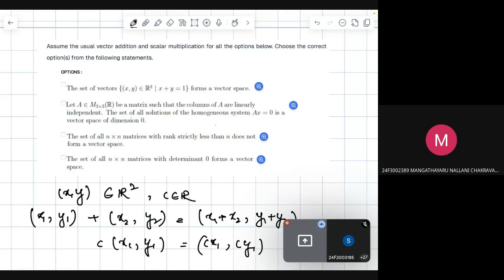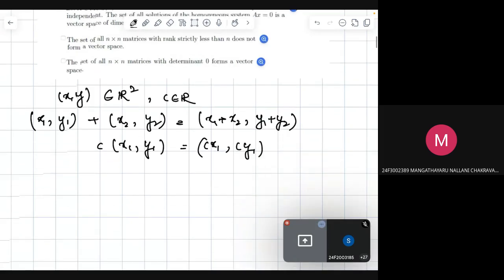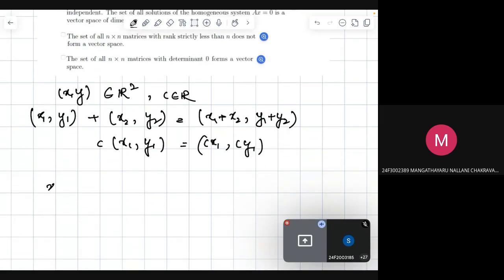So the first option says that the set of vectors (x, y) belonging to R2 such that x plus y is equal to 1 forms a vector space. Now remember that in the definition of a vector space, the vector space must have, what must it have? It must have a zero vector, right? It must have a zero vector. So when we have x plus y equal to 1, if this is the x-axis and this is the y-axis, x plus y equal to 1 passes through the point (0, 1) and (1, 0), right?